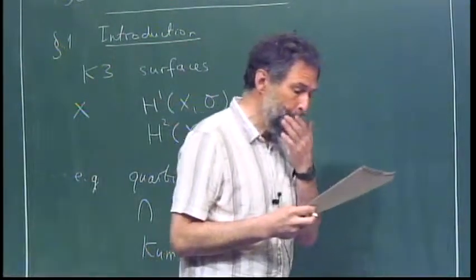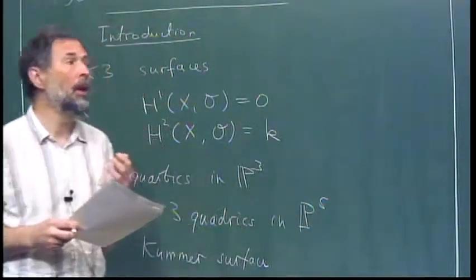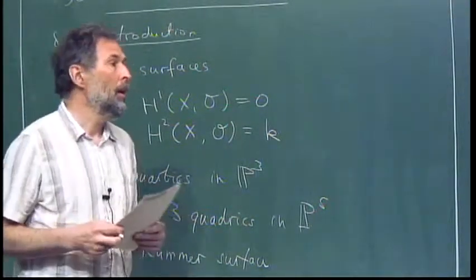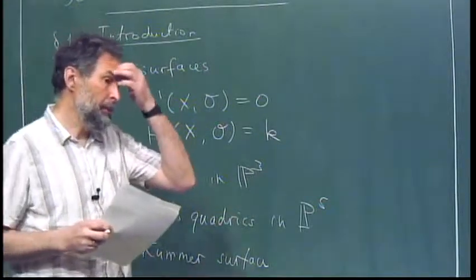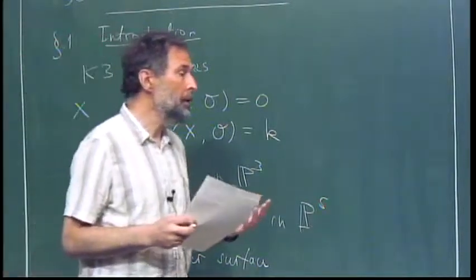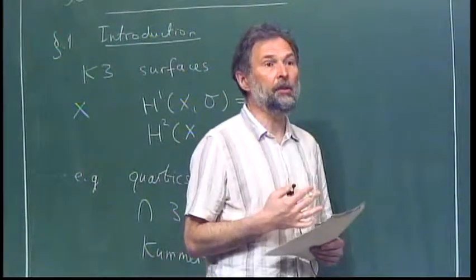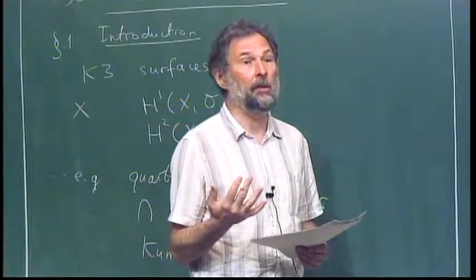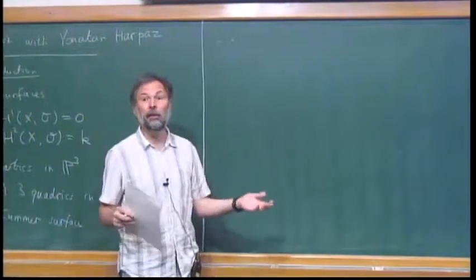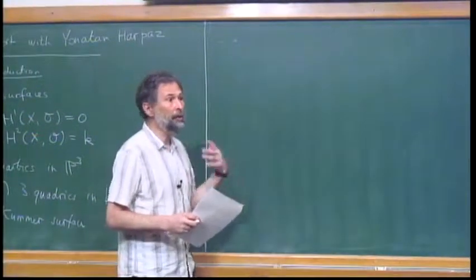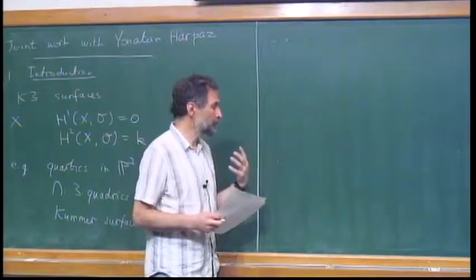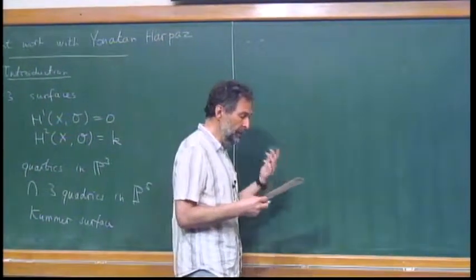So what's the hope of actually being able to do something when we leave the more or less understood world of rationally connected varieties and venture into something beyond? The hope is that we are getting closer to the other important object, which is abelian varieties. Abelian varieties are very well studied, so we know a lot about them. So hopefully K3 surfaces are not completely inaccessible, because there are some links with abelian varieties.